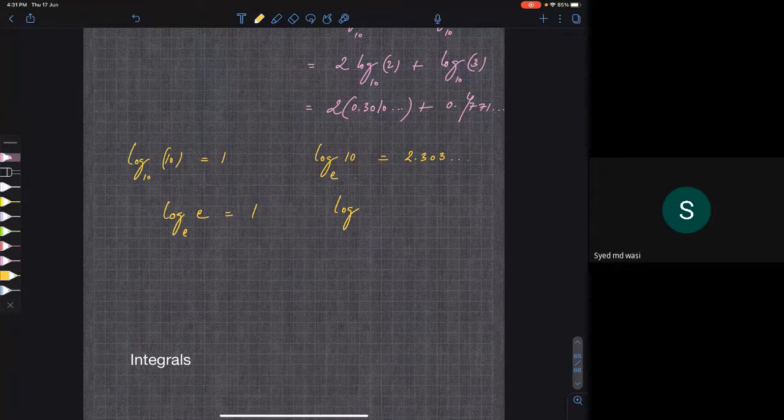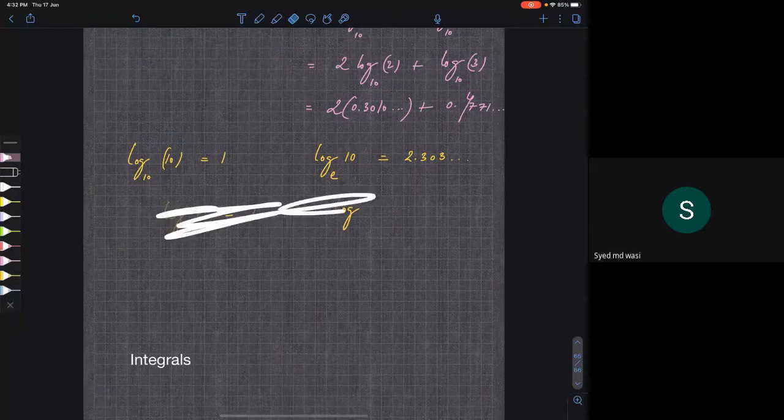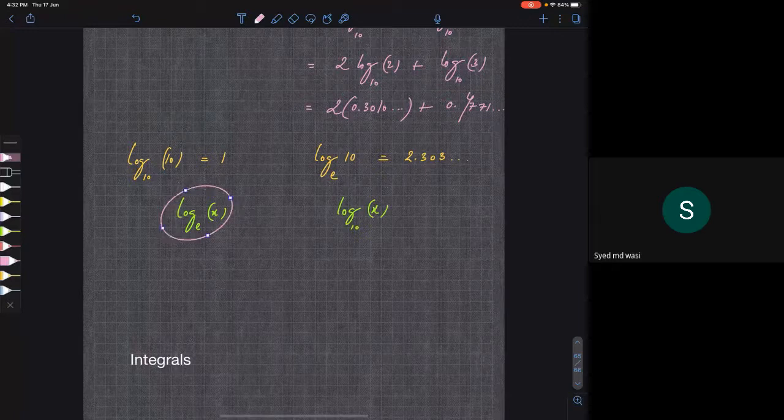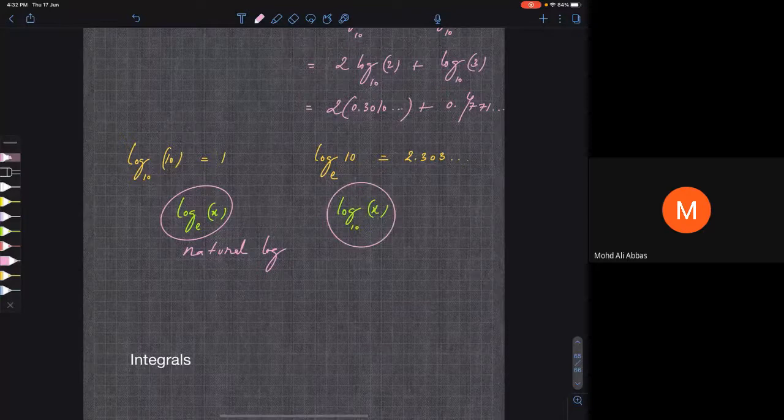Sir, are log and natural log the same thing or different? See, I'll tell you. This is natural log. This is log to the base 10. This is not natural log. This is log to the base 10.